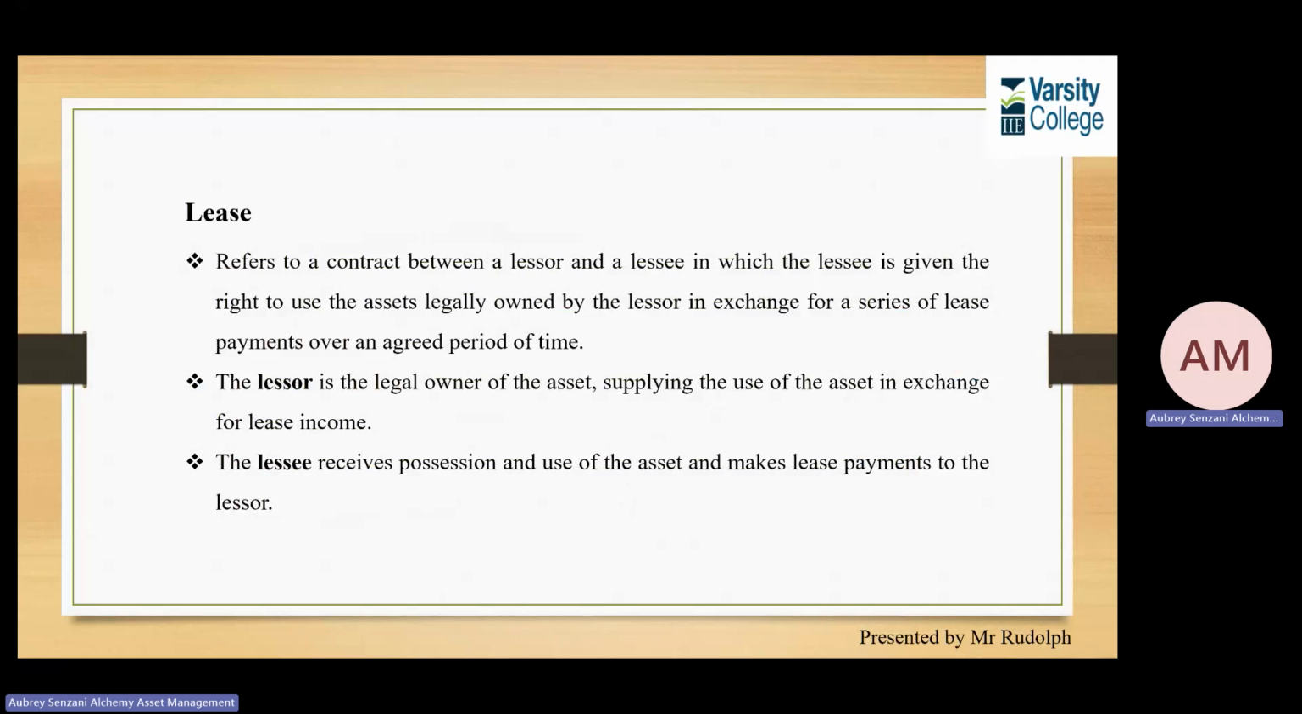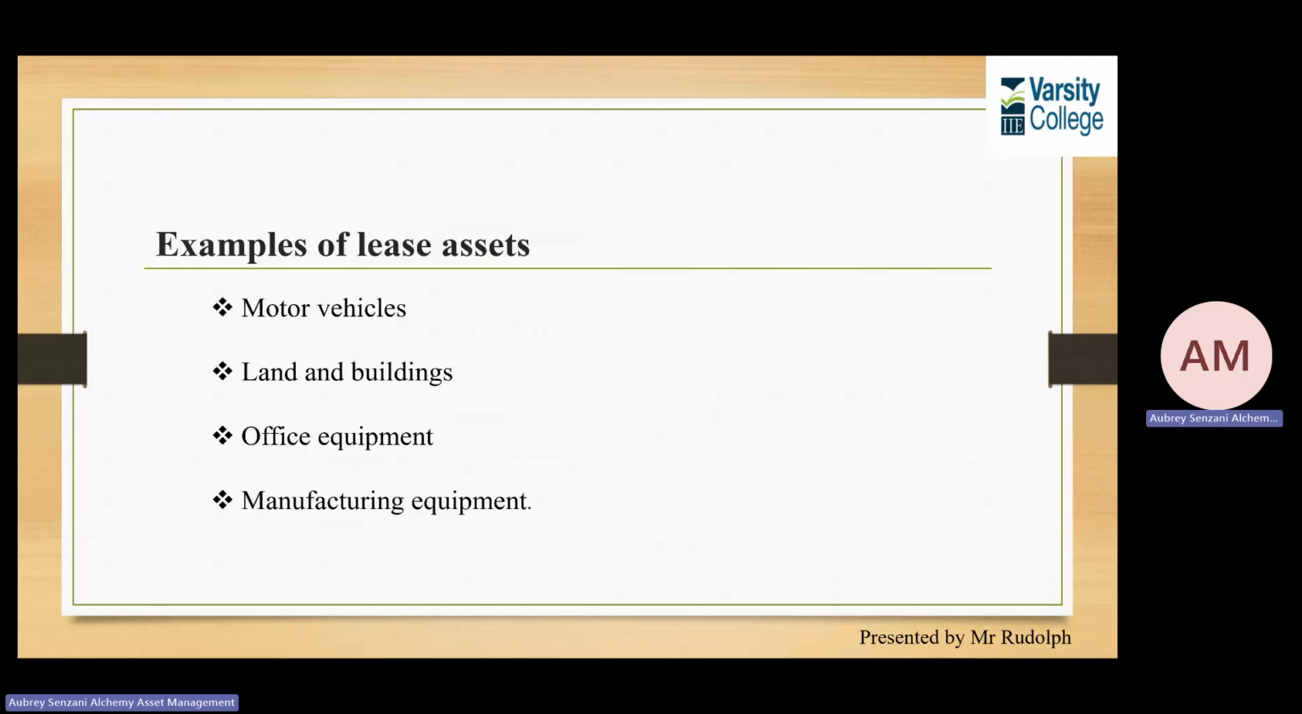So a lessor, as I mentioned earlier, is the person who legally owns the asset and is then supplying the use of the asset in exchange for the installments or the lease income provided by the lessee. The lessee obviously receives the permission and right to use the asset and makes lease payments to the lessor. Okay, right. So if you don't own your property, you are a lessee. All right, assuming you're paying rent, of course. So now here they give us examples of lease agreements. So you've got your motor vehicles, land and buildings, office equipment, manufacturing equipment.